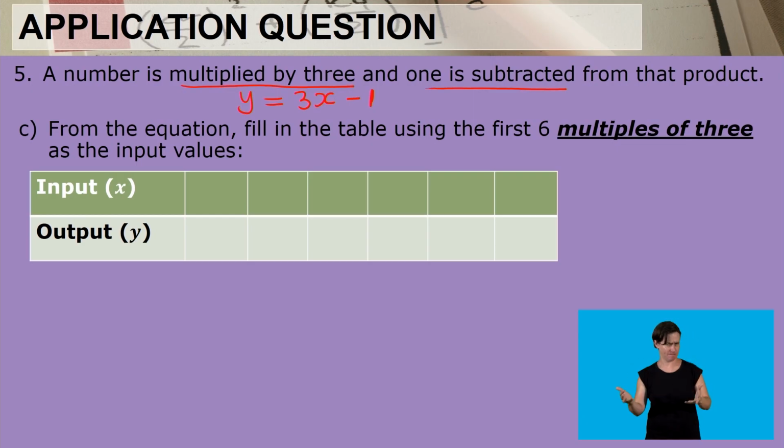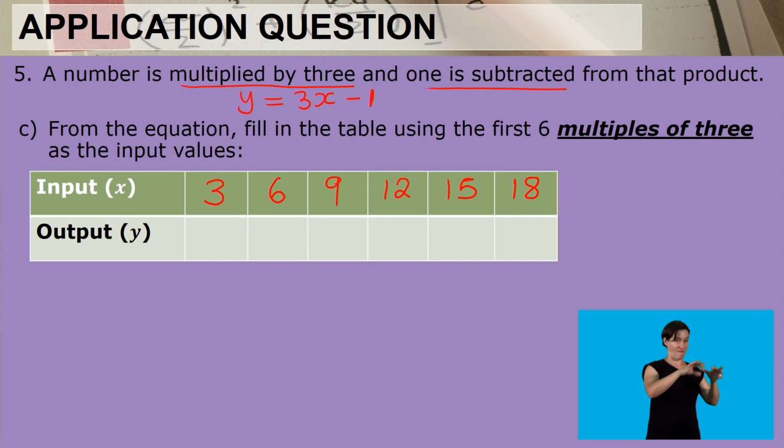So as we can see there, our table has not been written, or the input values have not been written in there, but we are told that we need to use the first 6 multiples of 3. Now, do you know what the multiples of 3 are? Of course you do. So we are going to use the first 6 multiples of 3. So that is our 3, 6, our 9, our 12, our 15, and lastly our 18. So those are our input values.